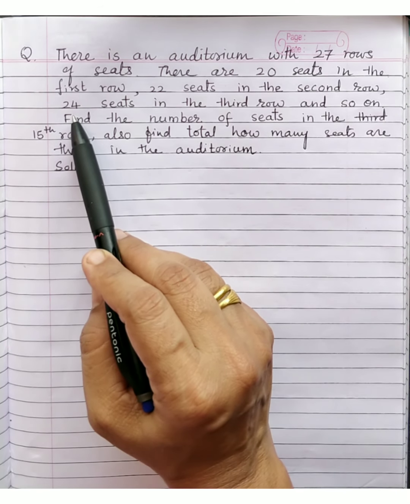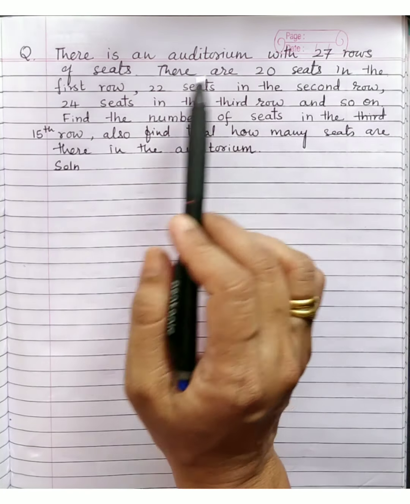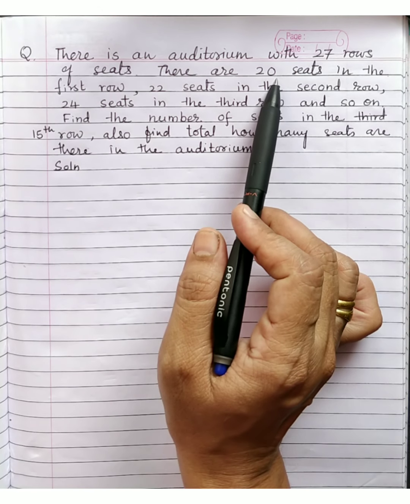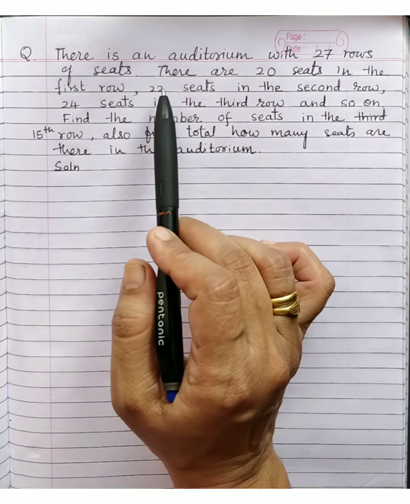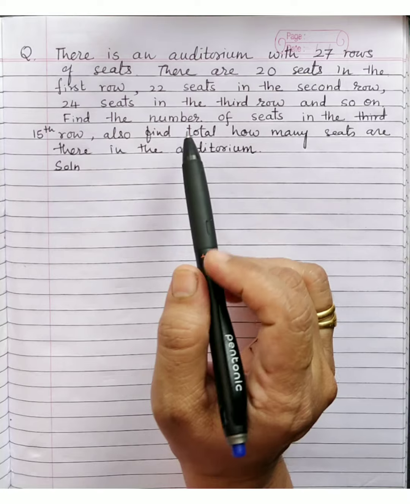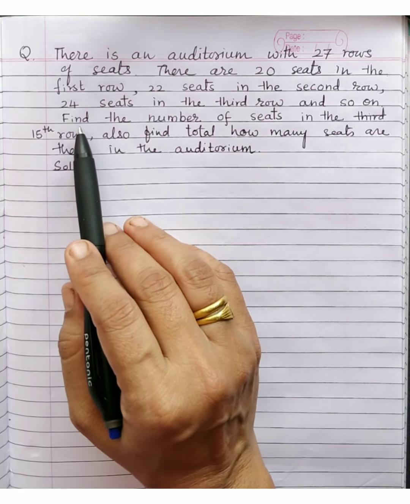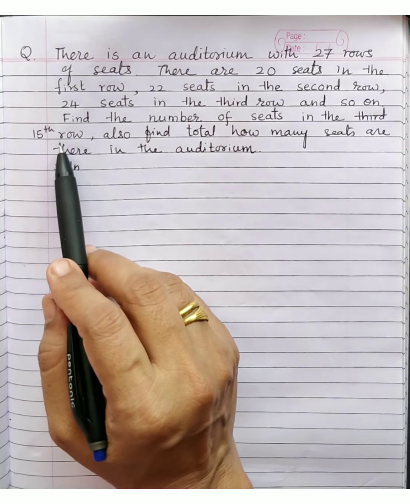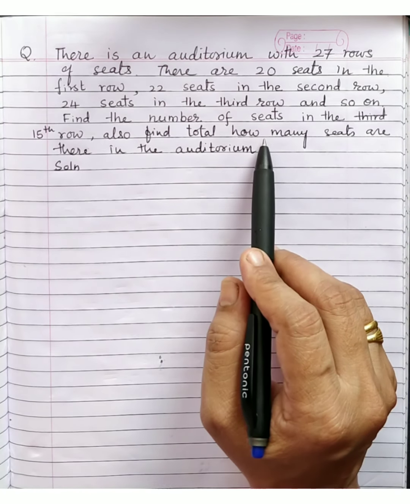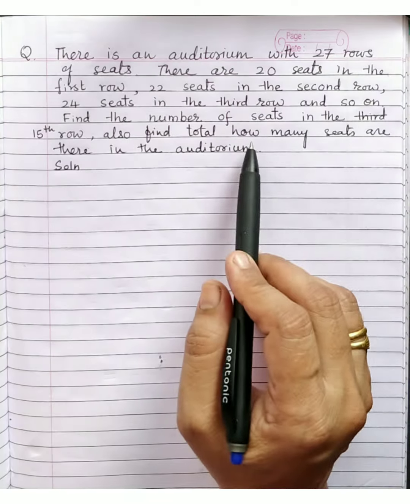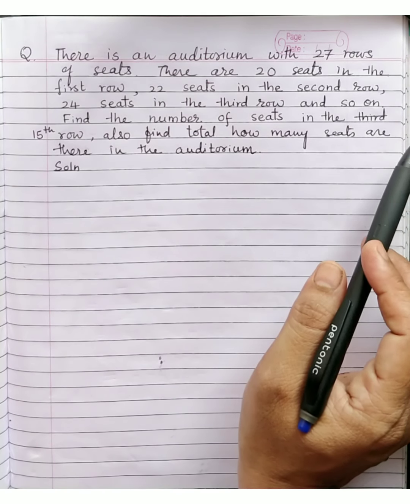So what do you understand? That the number of seats is increasing here by a constant. What is that? 2. 20 plus 2, 22 plus 2, 24, etc. So this problem is related to AP. Question is, find the number of seats in the 15th row. Also find the total number of seats in the auditorium. Easy question. I hope you all have understood.